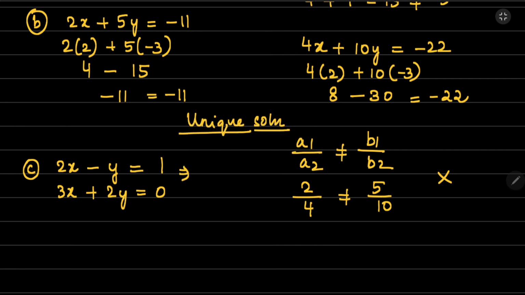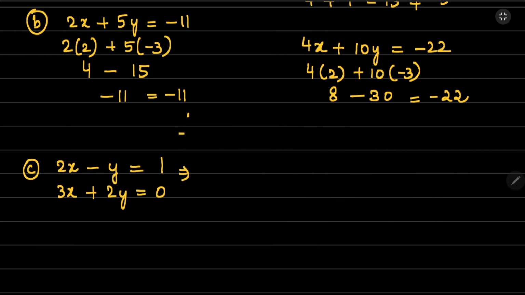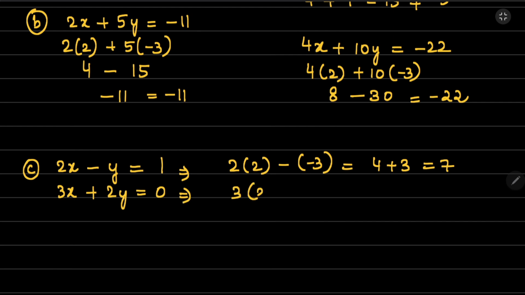Let me just erase these other equations so that I have some space. So what would you get here? 2 multiplied by 2 minus of minus 3. So what would you get? 4 plus 3 equal to 7. It's not equal to 1. So this is not satisfying. The other one is 3 multiplied by the x value, which is 2, plus 2 multiplied by y, which is nothing but minus 3. So again this is 0. Right? 3 twos are 6 minus 6 is 0. So this is complying, but x and y should be both satisfying both the equations.